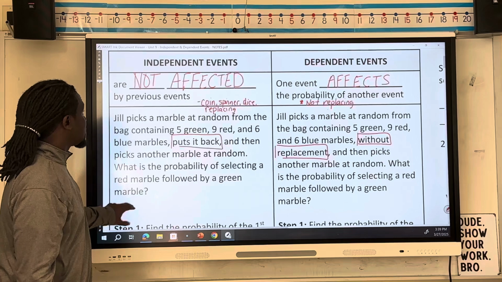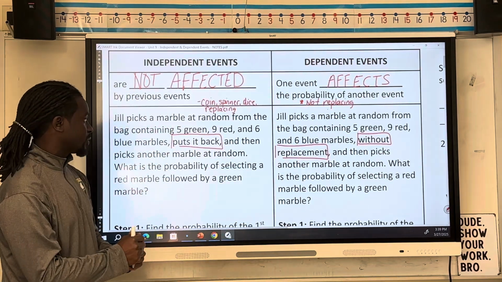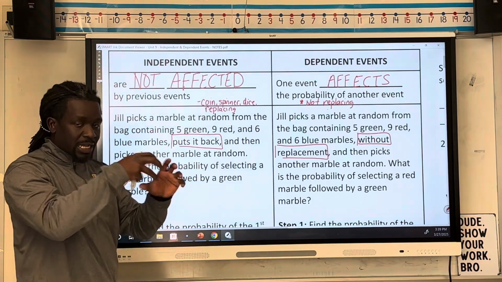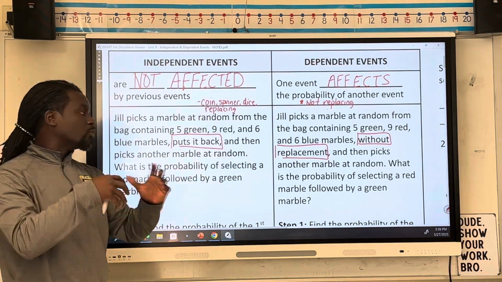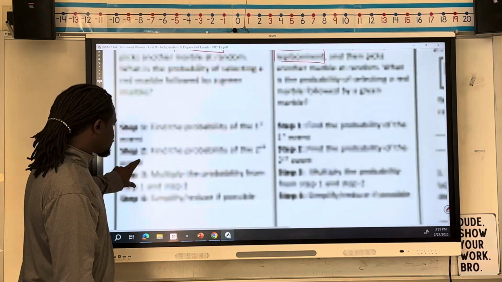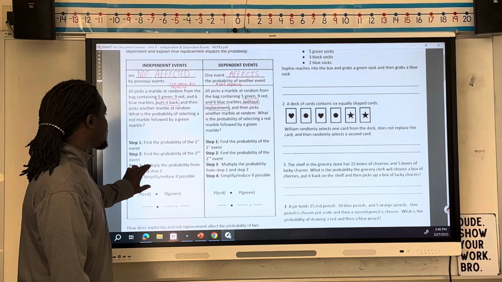Okay, so it is independent whenever you put it back, whenever you replace it. All right, and it is dependent whenever you take it and you remove it and you're losing one of the outcomes for the second. All right, so this next part kind of tells me how to find the probability of these two, okay?